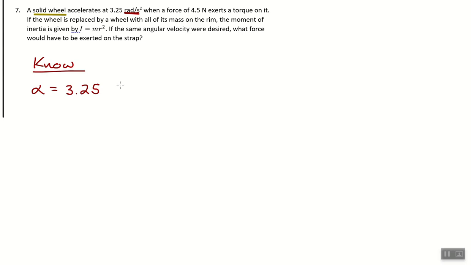And I'm going to do per second squared because radians don't really have a unit. If you want to write rads, you can, but remember they can disappear. Okay, beyond that, anything else? I have a force of 4.5 newtons. Yep, capital F. Okay, we have I, and I'm going to call this I for ring. And then we are going to take this ring and we're going to change it into a what?